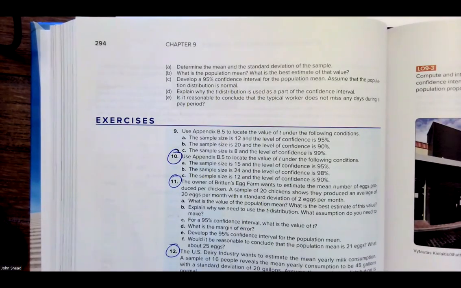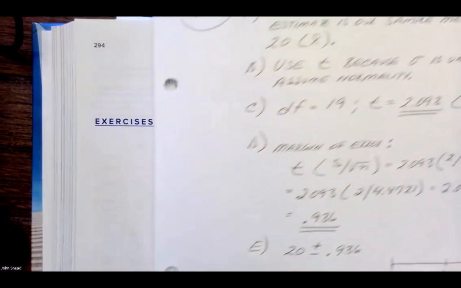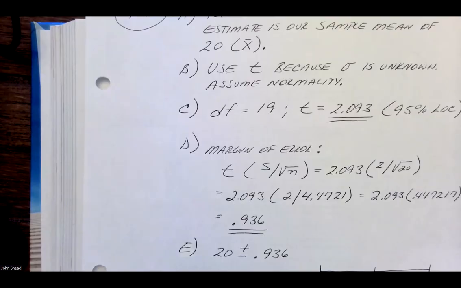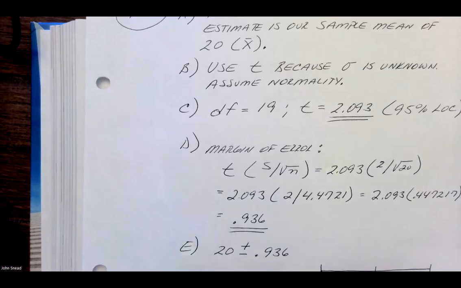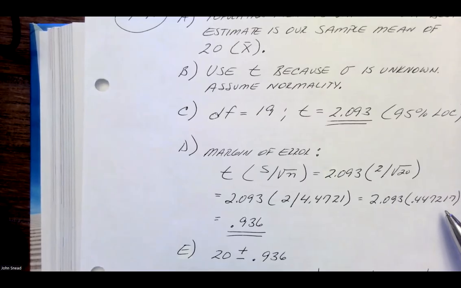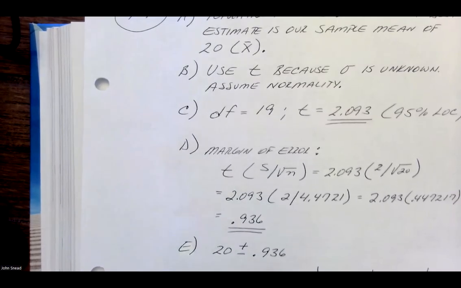They ask you for the margin of error. Okay, the margin of error is the plus and minus from the sample mean. So I'm going to go ahead and work this one out. The margin of error is going to be equal to our t value, the 2.093, times the standard error. We get the standard error by taking the standard deviation of 2, dividing it by the square root of the sample size, which was 20. So here we get 2.093 times 0.447217, that comes up to 0.936. So our confidence interval here in E, we've got 20 plus or minus 0.936.